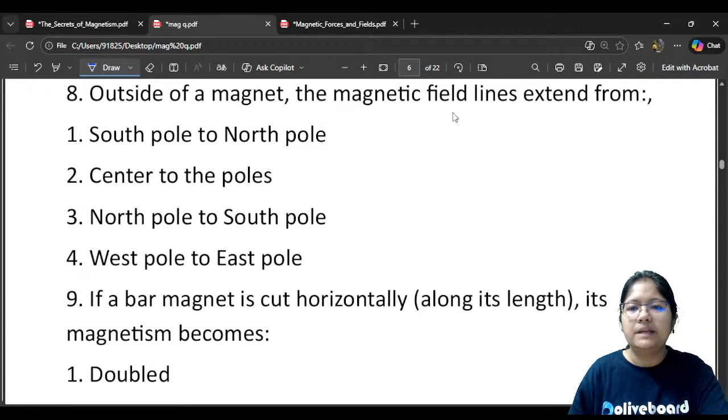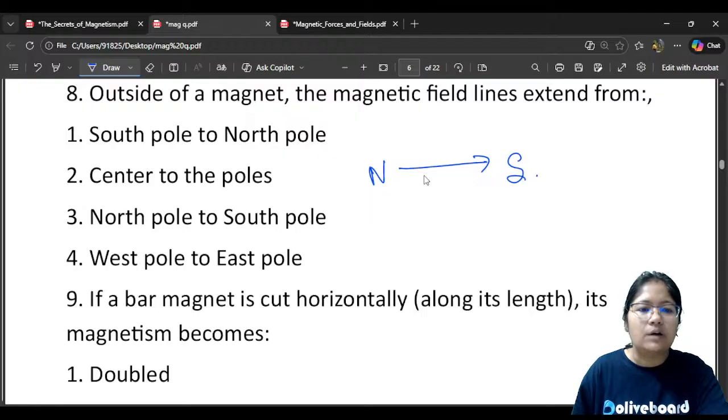Outside of a magnet, the magnetic field lines extend from which direction? If it is outside of a magnet, it will be from North Pole to South Pole. Please note, those who are writing that it is from South to North, I understand the reason behind why you are writing this. But they are asking about outside of a magnet, so the magnetic field lines will be from North Pole to South Pole.